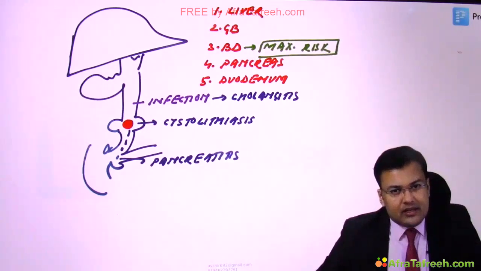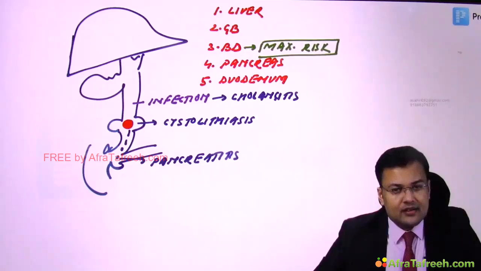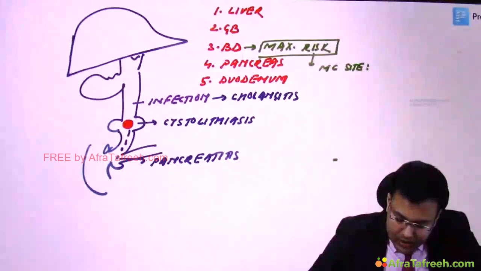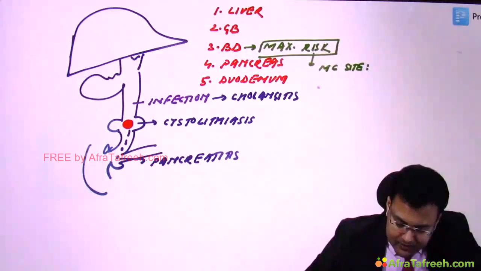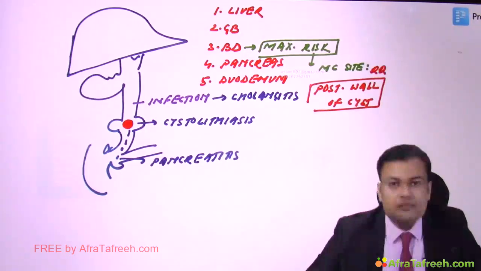So the question is asked indirectly: what is the most common site of cholangiocarcinoma in the choledochal cyst? Obviously, within the cyst, because there is maximum inflammation. And within the cyst, which wall is most commonly involved? It's the posterior wall. So the most common site is the posterior wall of the cyst. Clear? This is a frequently asked question.